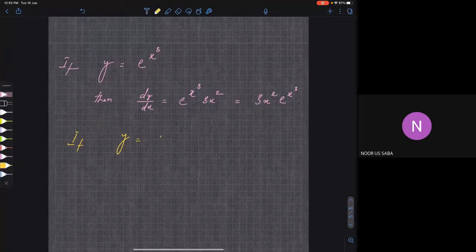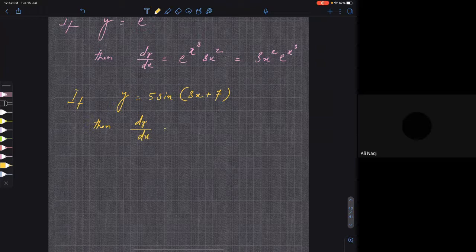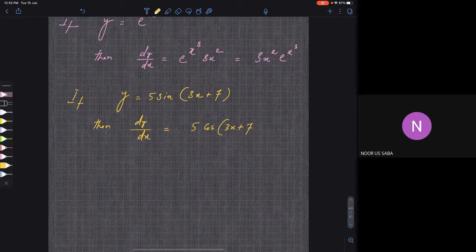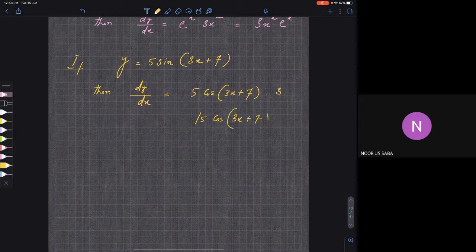Now tell me, what is dy by dx? It's easy. So 5 cos of 3x plus 7, multiplied by 3. So if you simplify it, it is 15 cos of 3x plus 7. Clear?